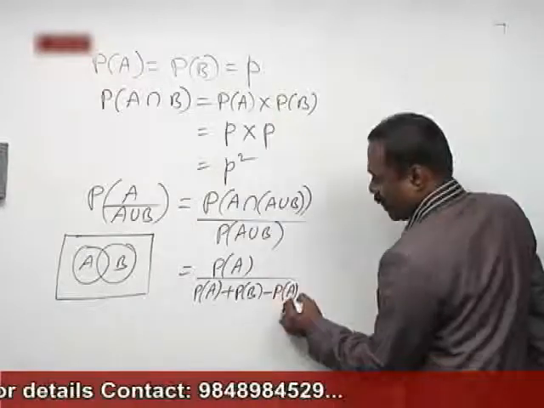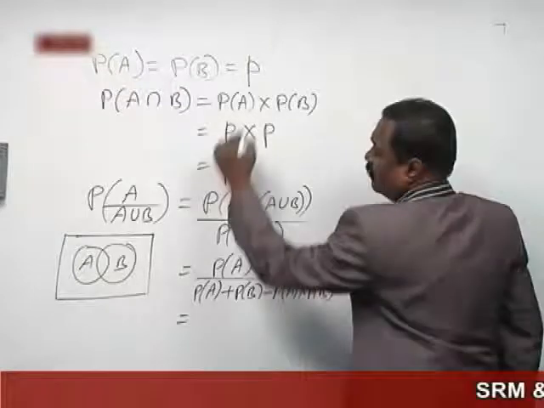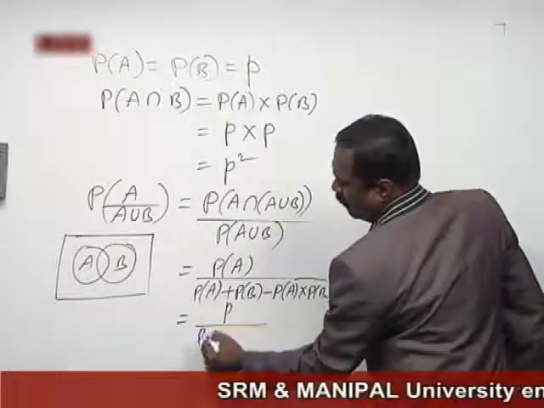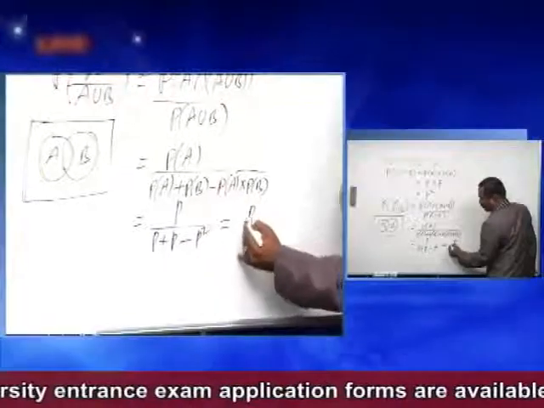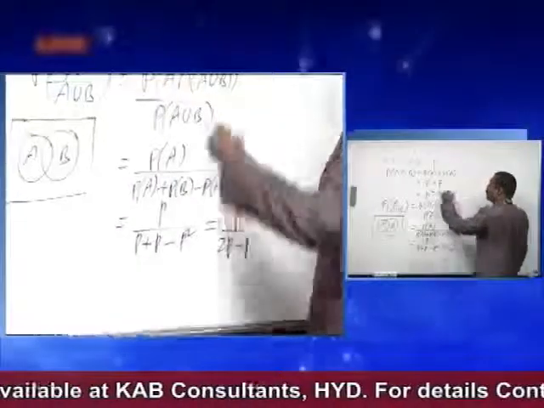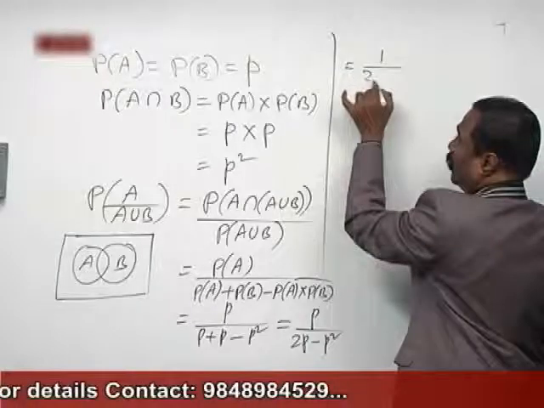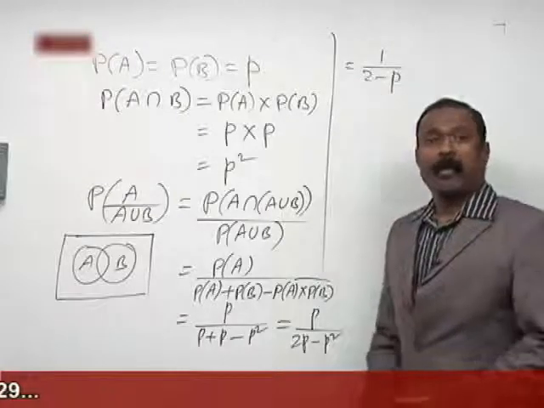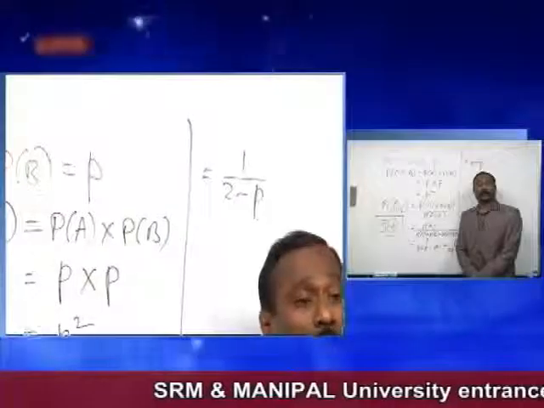So this is P of A into P of B. What is P of A given? What is P of A? P plus P minus P square. So if you simplify this, P upon 2P minus P square. P gets cancelled, and what should be the answer here? 1 upon 2 minus P. 1 upon 2 minus P is the option there. It is option number 4.